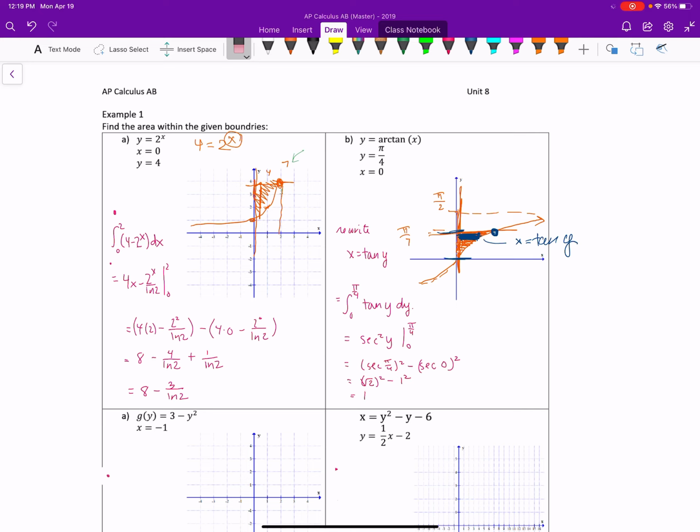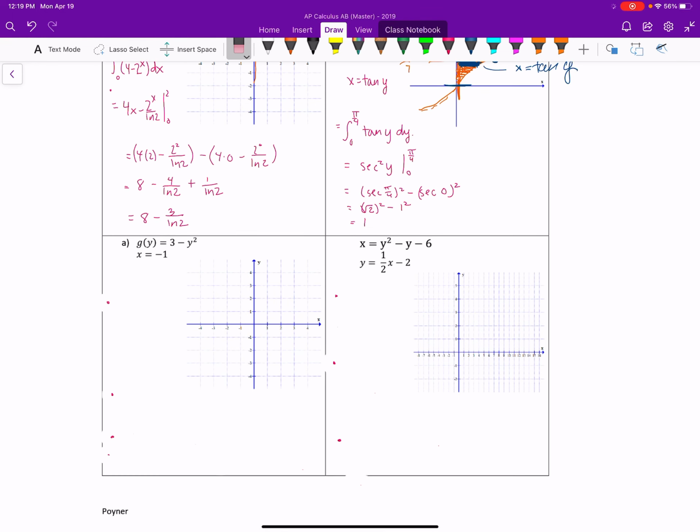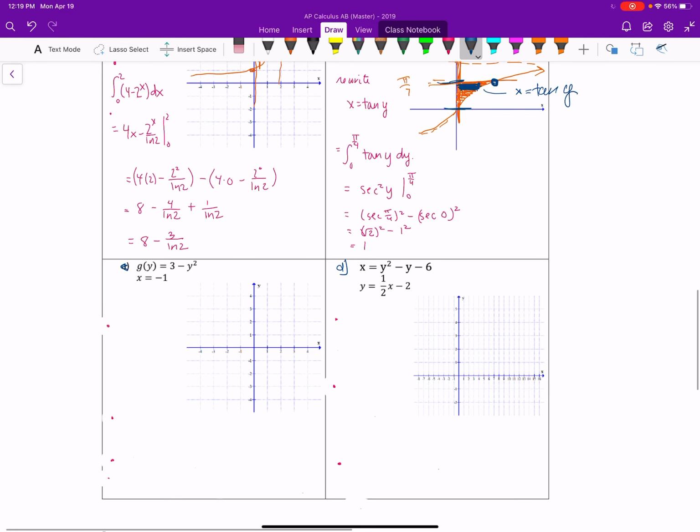So this is part C, and I'm missing part D for the last one. I really messed this up. All right. So in this case, here we have it in terms of y. So that means it's going to look like this.